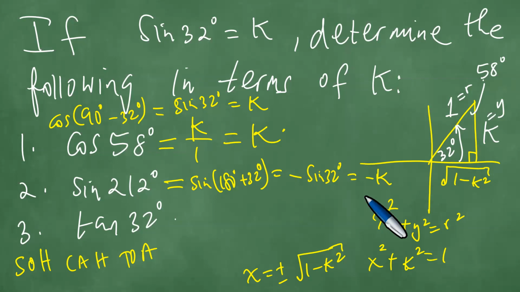Okay, let's look at the tangent of 32. 32 already appears here in the triangle, and we're using SOHCAHTOA. TOA: tangent is opposite over adjacent. Opposite 32 is K. Adjacent is the square root of 1 minus K squared. So that becomes K over the square root of 1 minus K squared. Okay, this is the answer.